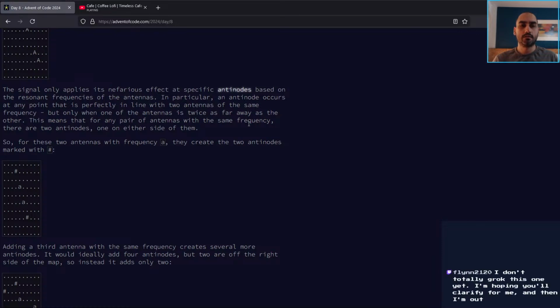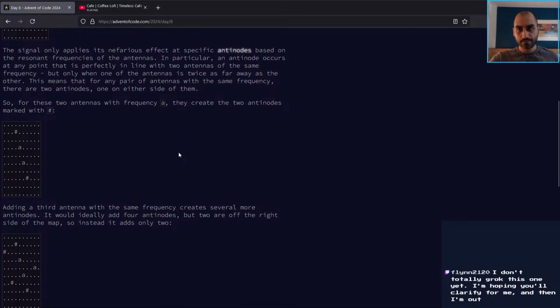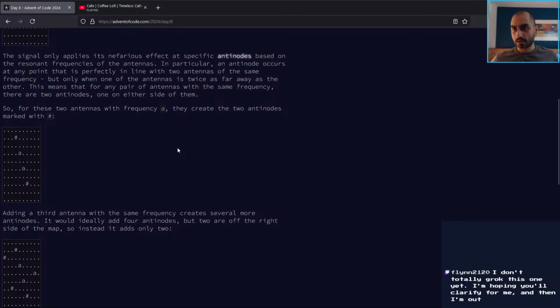But why is it not allowed to be between them? It would still be in line, and you would still satisfy that one is twice as far away as the other. So shouldn't there be up to 3 antinodes? I don't totally grok this one yet. I'm hoping you'll clarify for me, and then I'm out.